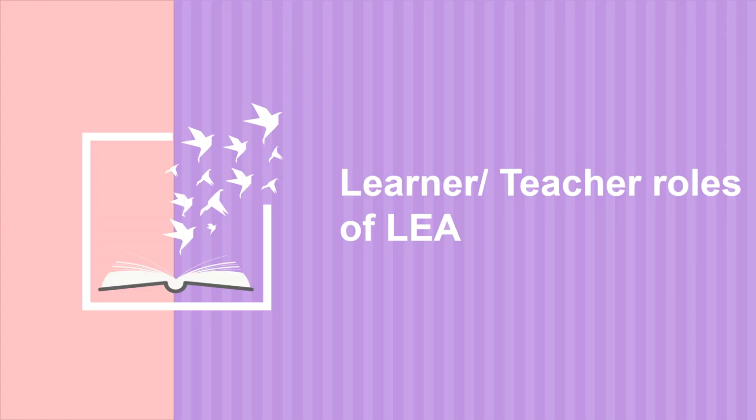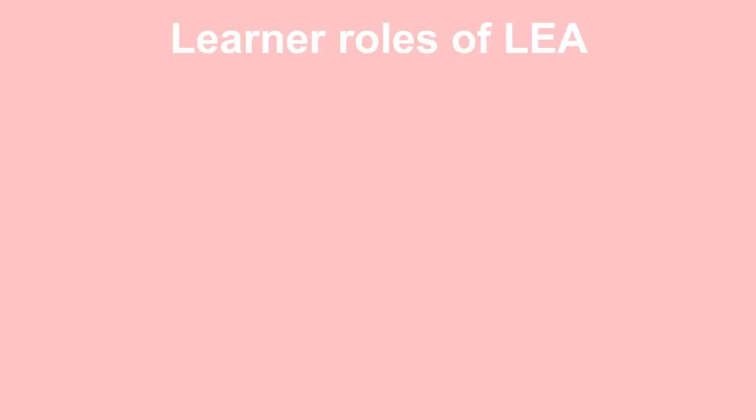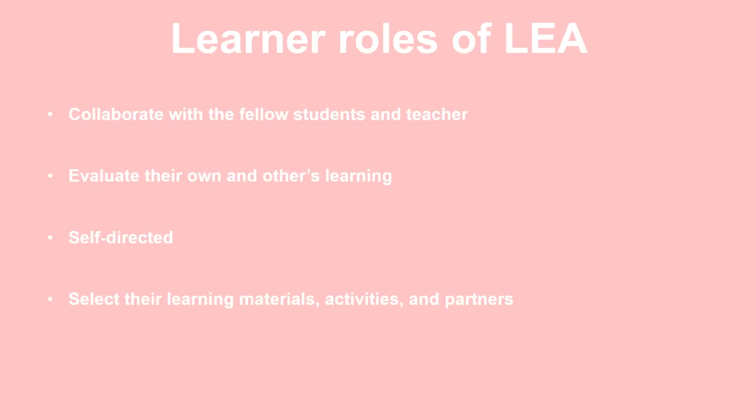Learner and teacher roles. First, learner roles. The learners are collaborators. They collaborate with fellow students and the teacher. Learners are also evaluators. They evaluate their own and others' learning with the help of the teacher. Learners are self-directed. Learners are also selectors of learning materials and activities, and conversational partners.